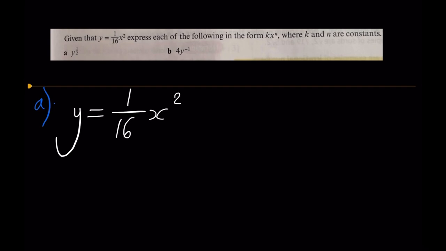In this third example, we're given an expression y equals 1 over 16 times x squared, and it wants us to express both of these in the form k times x to the power n, where k and n are constants. So part A wants us to find y raised to the power 1/2. So y raised to the power 1/2 is equal to 1 over 16 times x squared, all raised to the power 1/2.